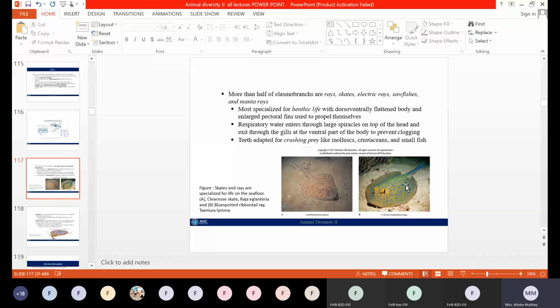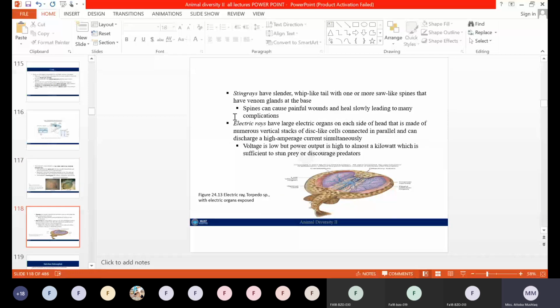And here are some other rays like sting rays and electric rays. The tail of sting rays is modified into a defensive lash. The dorsal fin forms a venomous spine. Obviously, it has a venom. With its help, the dorsal fin, they can basically protect themselves against predators.